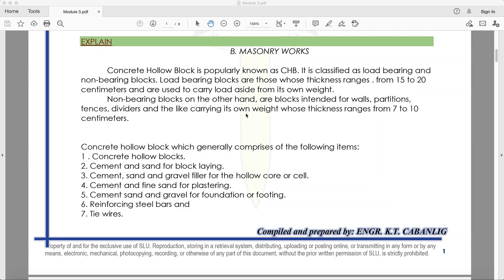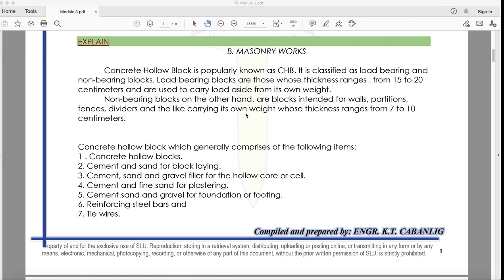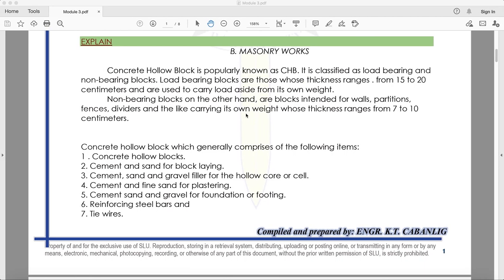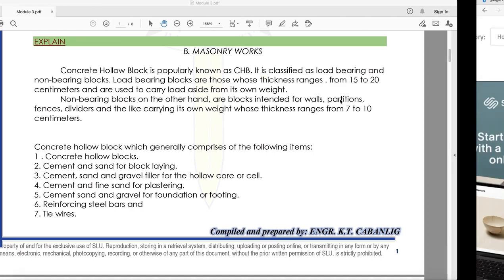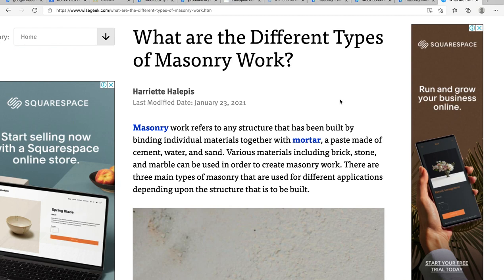So for this video, we're going to discuss masonry works. Before we go to masonry works in civil engineering construction, let us first define what masonry is. Masonry work refers to any structure that has been built by binding individual materials together with mortar. It is a paste made of cement, water, and sand. So it is anything that has been bound by mortar.